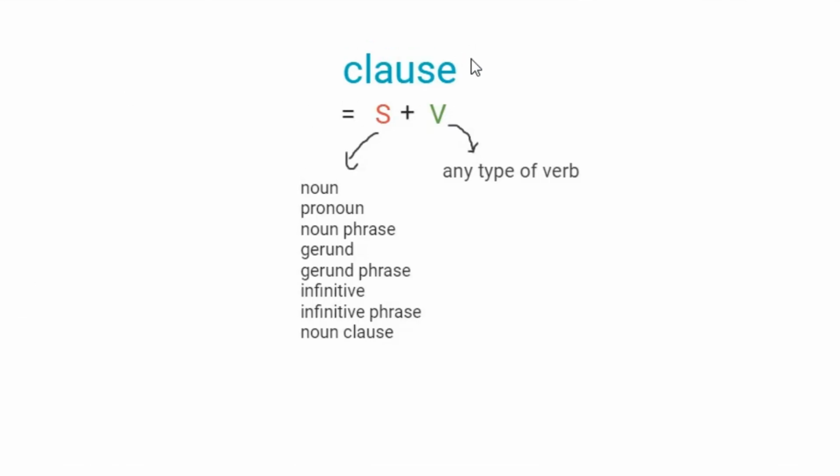Before we go ahead, we must take note that a clause, regardless of the type, must have a subject and a verb. A subject can be a noun, pronoun, noun phrase, gerund, gerund phrase, infinitive, infinitive phrase, or noun clause. Don't worry about that for now. We'll focus on the three most common ones: the noun, pronoun, or noun phrase. A verb can be any type of verb as long as it is a verb.